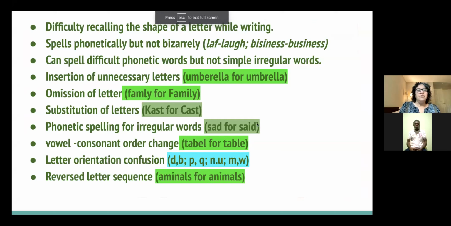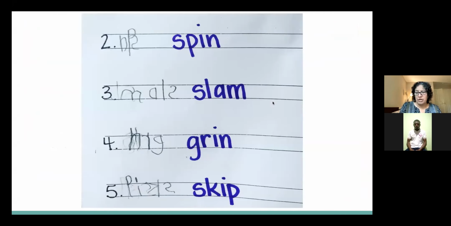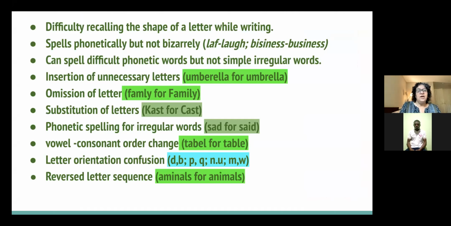Okay. So, I went a little back. As I'm explaining this, they can spell difficult phonetic words, but not simple irregular words also. Sometimes there could be omission of letters from the word, like family, substitution of letters, instead of C-A-S-T as cast, they will write K-A-S-T. Phonetic spelling of irregular words, sad for said, reversal or vowel consonant order change, letter orientation confusion, reversal of letter sequence.